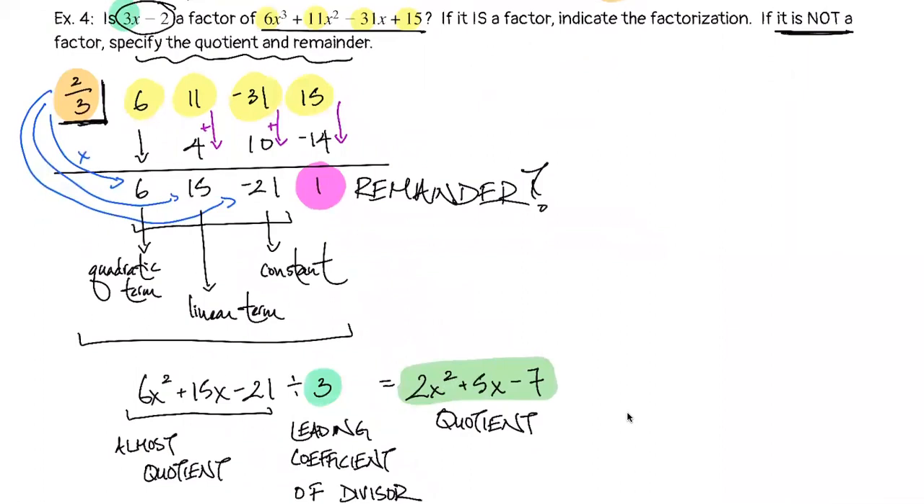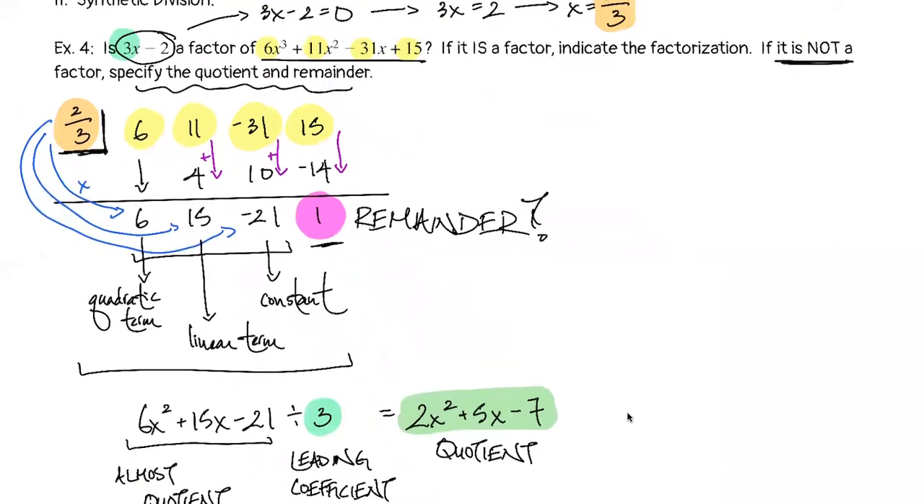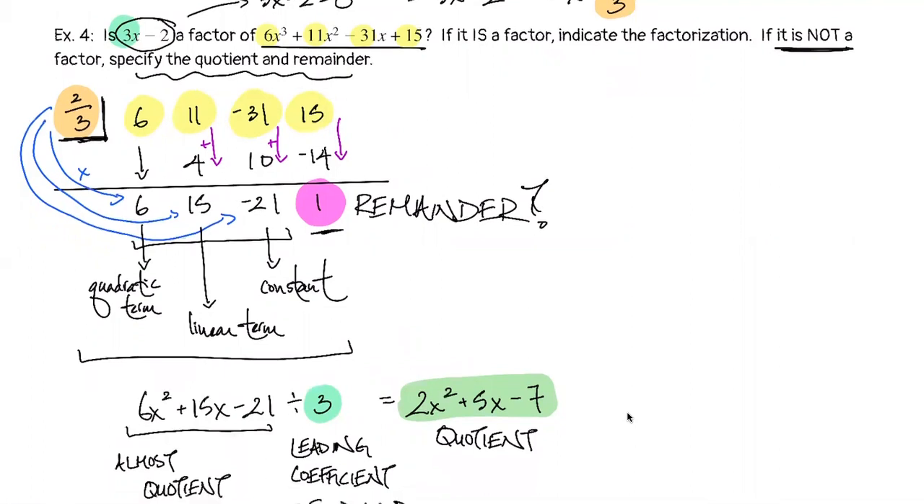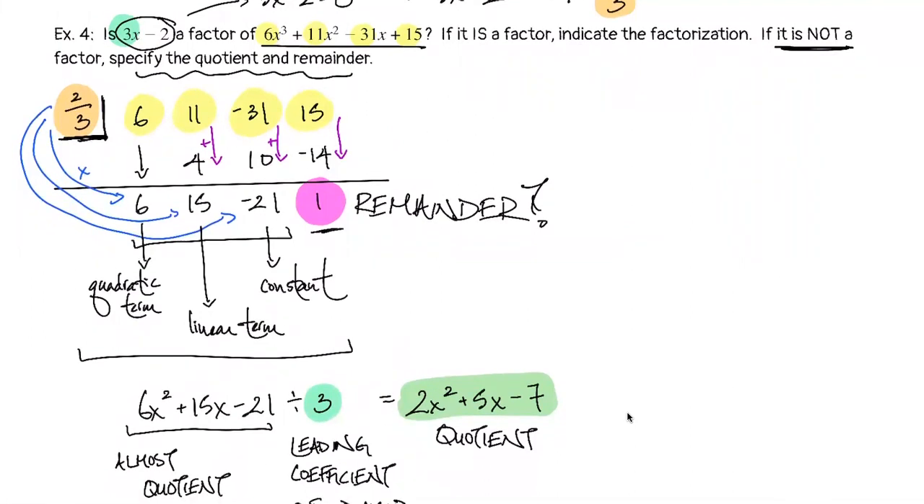And then we've also got our remainder from earlier, okay? So because the remainder was not 0, we knew that 3x minus 2 was not a factor of 6x cubed plus 11x squared minus 31x plus 15. And so then we had to specify the quotient and the remainder, right? Quotient is whatever we get at that bottom line, but sometimes we have to divide by that leading coefficient. And the remainder is going to be the one in the pink, the last number in your synthetic division process, okay? So the process itself is not too bad, but it's really important that we understand what all the different pieces stand for, okay? That interpreting your results is so, so important.